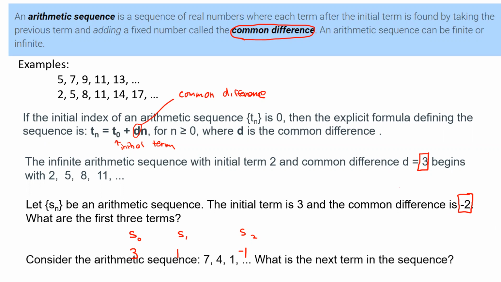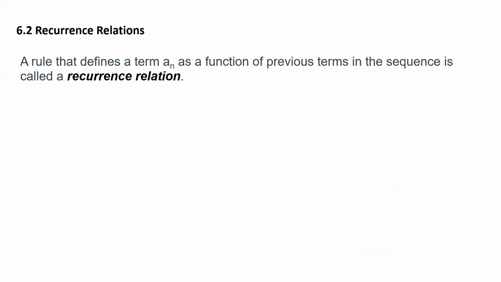Okay, last example for this one here. Let's say we have an arithmetic sequence 7, 4, 1. What's the next term in the sequence? Well, we would realize that it starts at 7, and it looks like we're subtracting 3 from each. So the next term would be 1 minus 3, which would be a -2. So that -2 would be the next term in that sequence. Okay, so that takes care of our first section, which was on sequences.